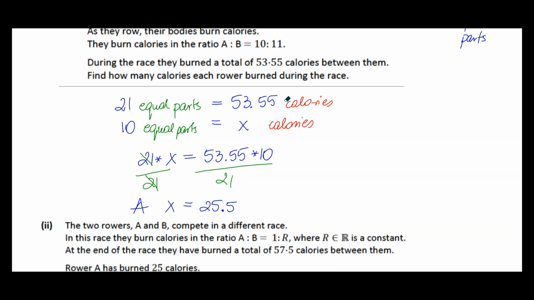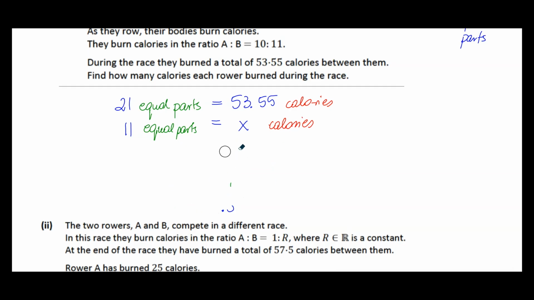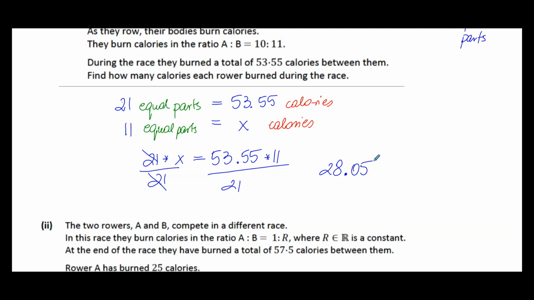So the main part remained the same. The only difference is row B got 11 equal parts. And again, we don't know how many calories. So again, let's remove that calculation, and now let's do row B. Again, we cross multiply, 21 multiplied by X, and on the other side 53.55 multiplied by 11. And again, we want the value of X, so we divide both sides by 21. We put that fraction in the calculator, press equal, and we get 280.5. So that's how many calories row B burned.